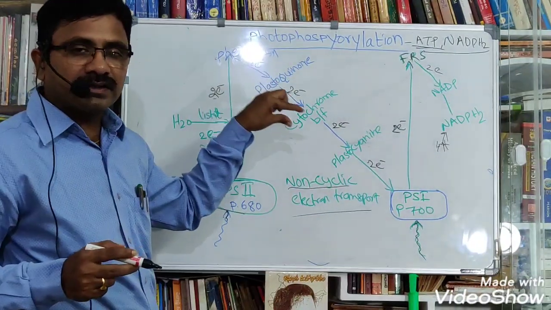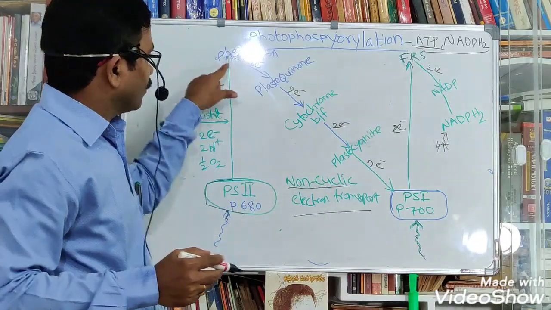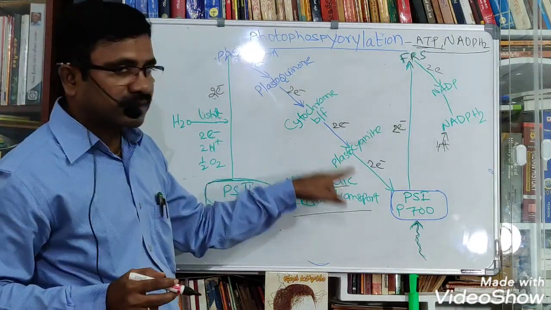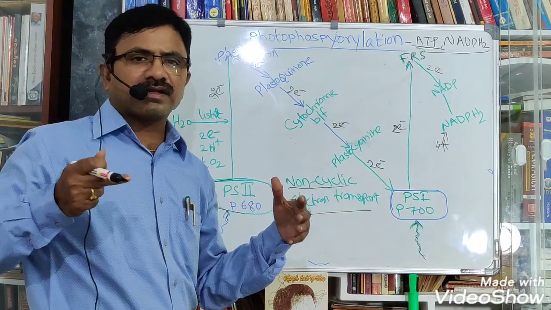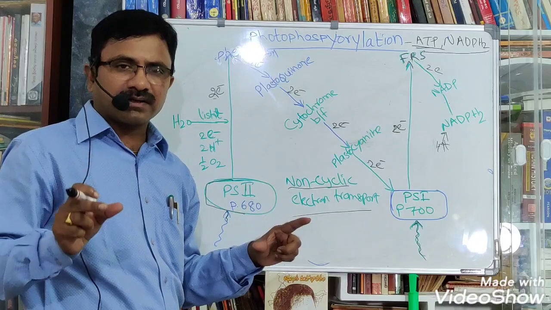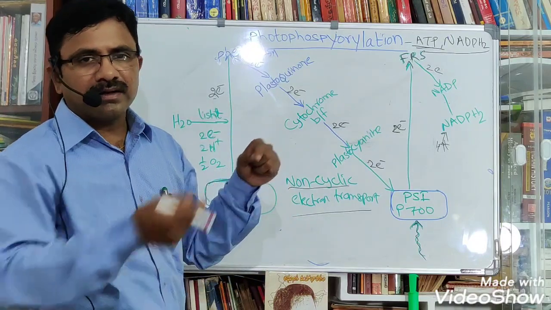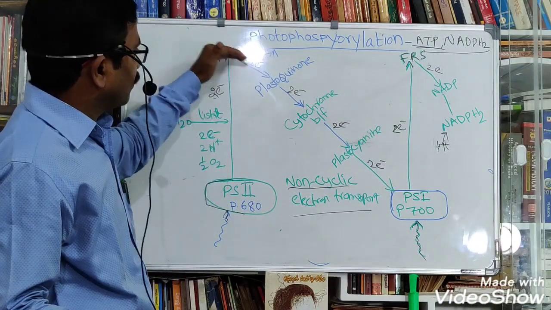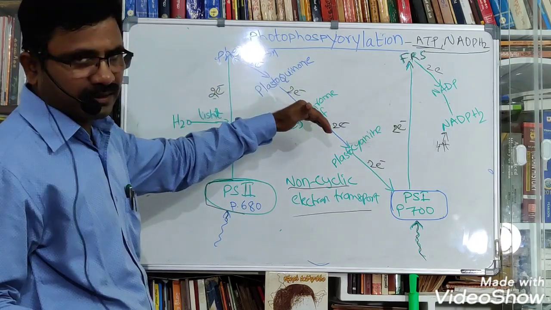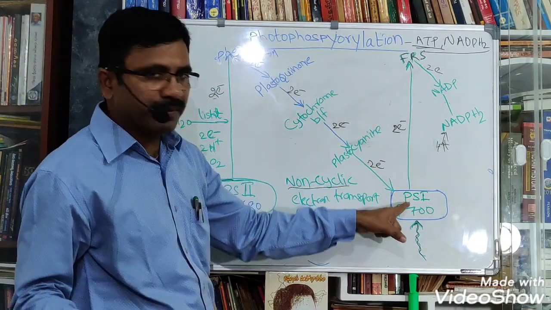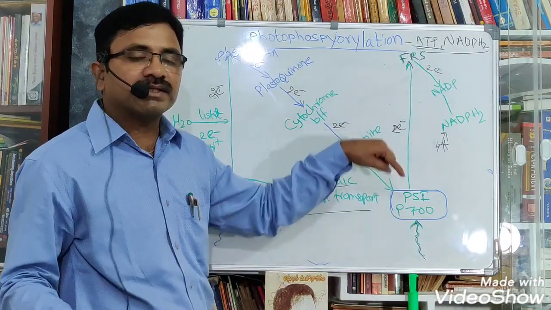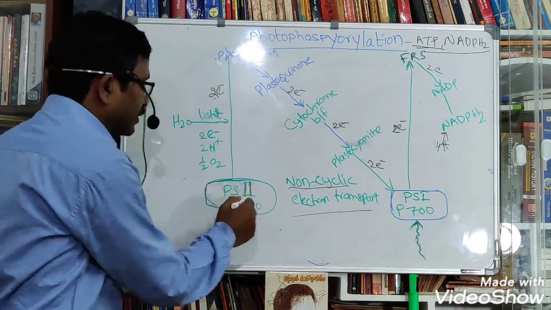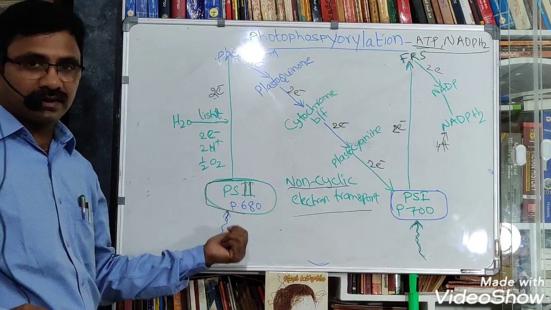In the non-cyclic electron transport system, pheophytin, plastoquinone, cytochrome b6f complex, and plastocyanin are electron carrier proteins. They transfer the electrons in a downhill manner. When electrons move from pheophytin, quinone, cytochrome, plastocyanin, they reduce the PS1. So the PS1 restores its reduced state. Here PS2 is in an oxidized state. It also lacks electrons.